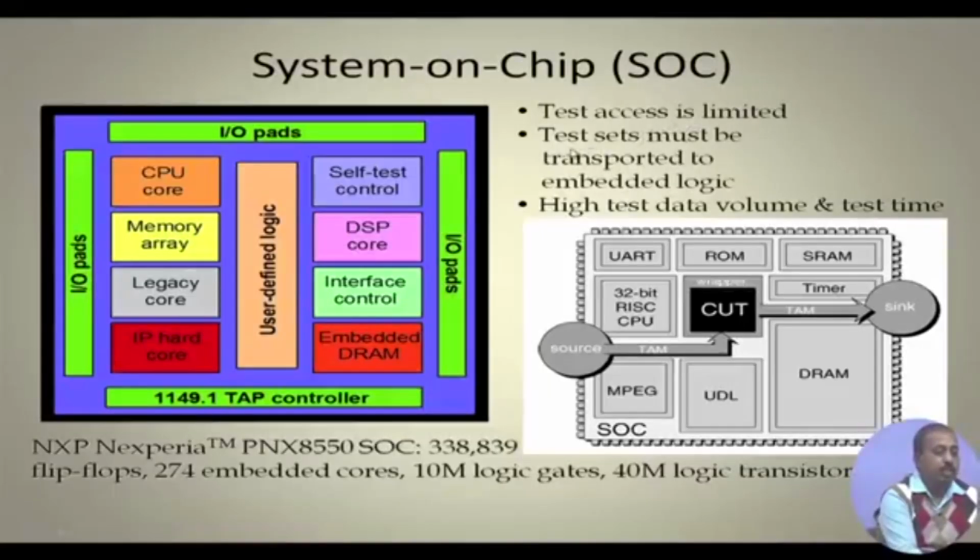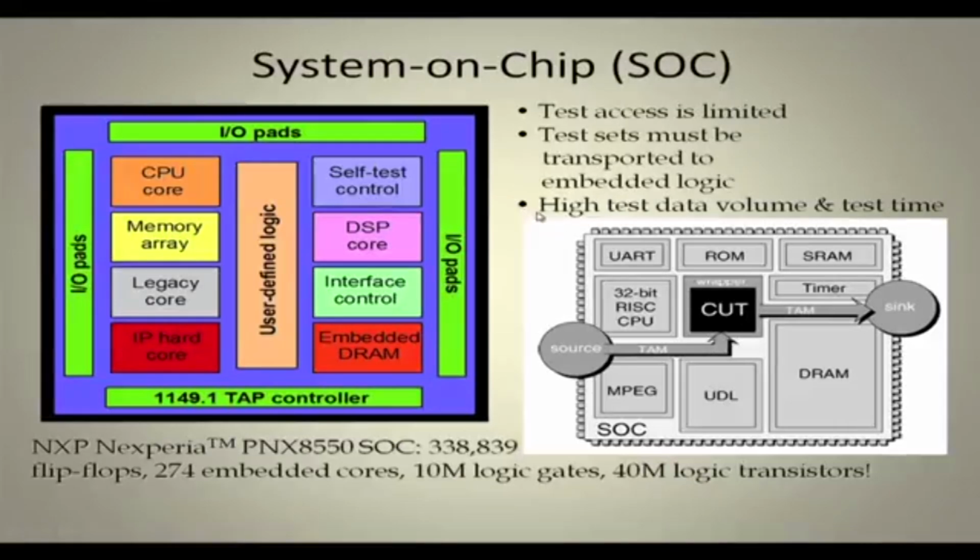What is required is that test sets must be transported to the embedded logic. As we are discussing in this example, the test pattern must be transported from the source, which may be an ATE, maybe a BEAST, whatever it is, through this TAM to the core under test, and the responses to the sink.